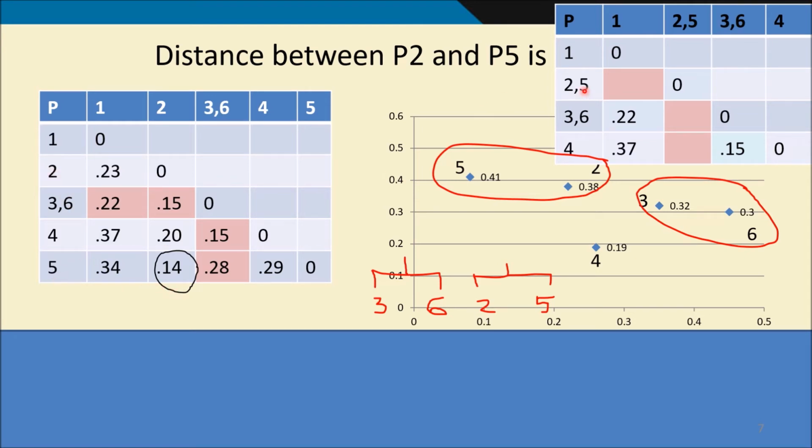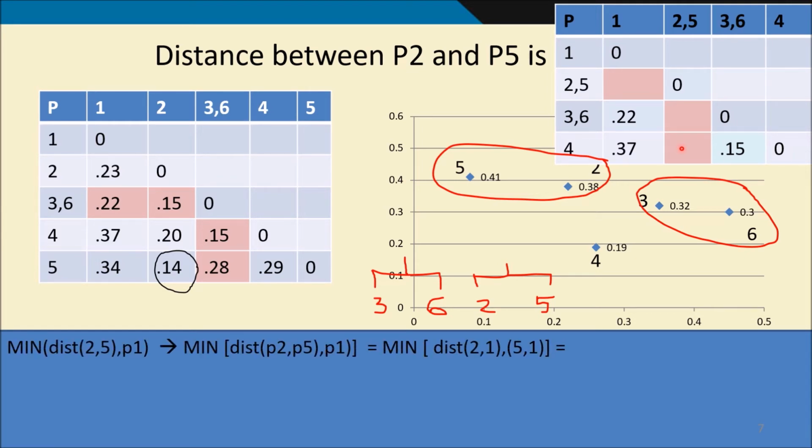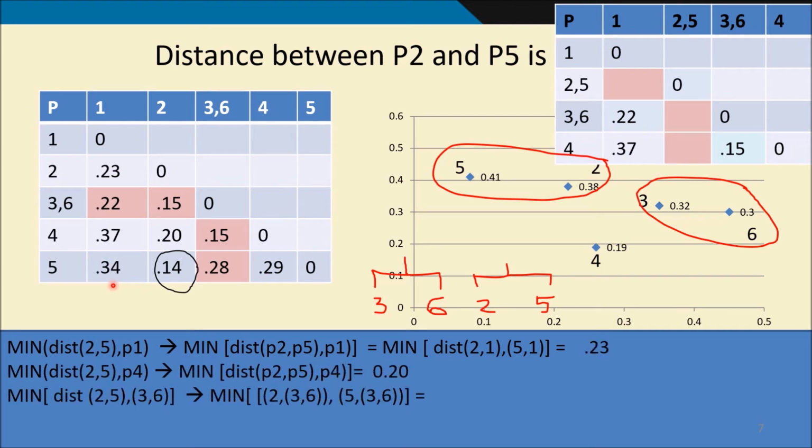So 2 and 5 are combined together, 3 and 6 were already combined in the first iteration, and the data is coming as it is for these points. The values in the peach colored boxes would come as the minimum distance between the points 2 and 1, 5 and 1. So 2 and 1, the distance is 0.23. 5 and 1, the distance is 0.34. So we'll take the least one. So the value would be 0.23.